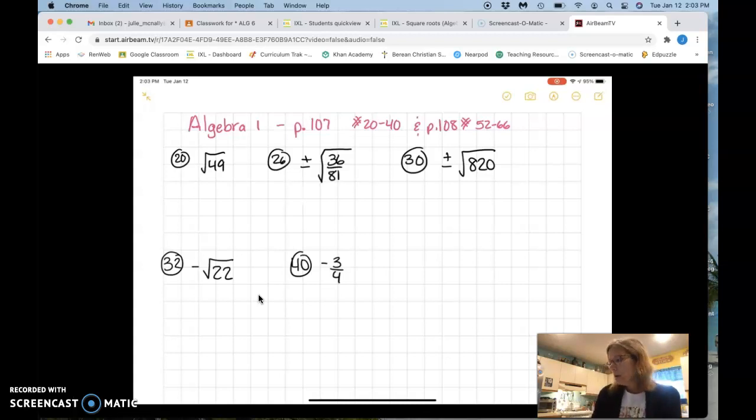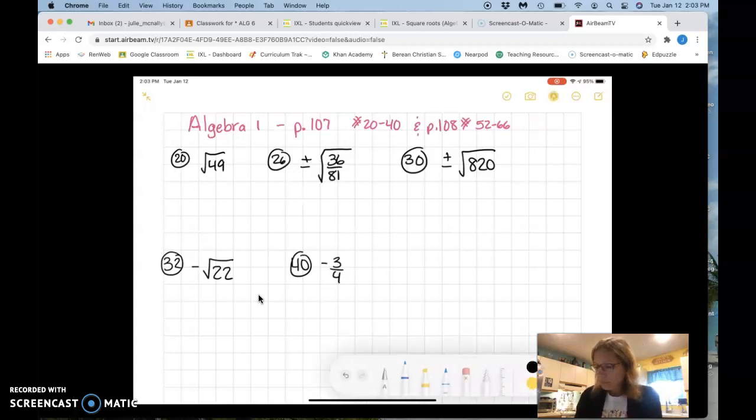That was great. All right, so on page 107 in the textbook, basically in the first section it said just find each square root. Round to the nearest hundredth if you need to round. Hundredth is 2 places after the decimal. So if we have to round, we'll go 2 places.